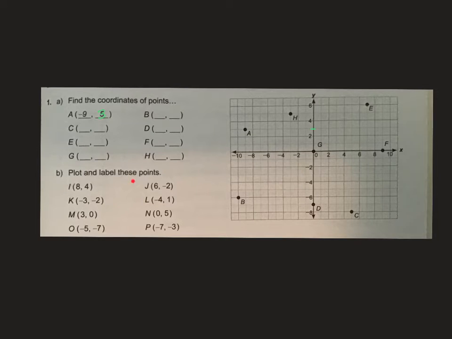Then they'll ask you to plot and label the remaining points. So for I, 8 and 4, 8 is your x value, so we'll go across to 8, and then we're going up to y4. So we come up here, and you can see that's where it matches up with 8 and 4. So you'd put your dot there and label it I.